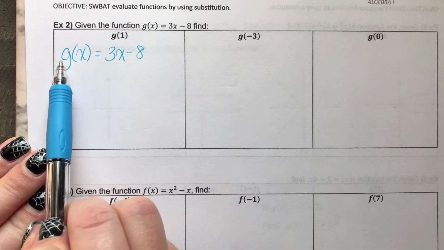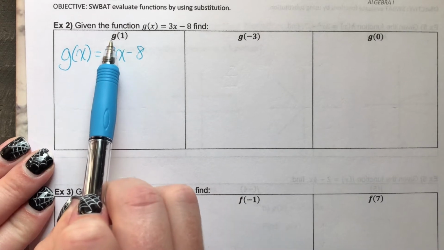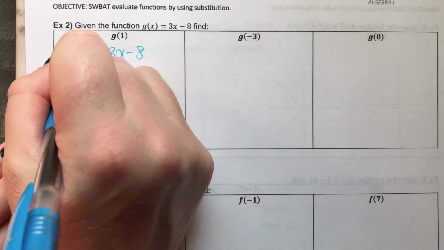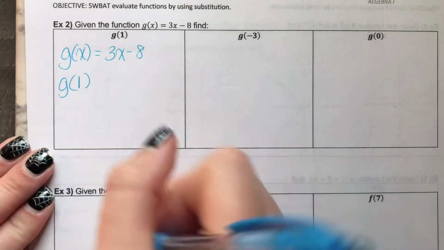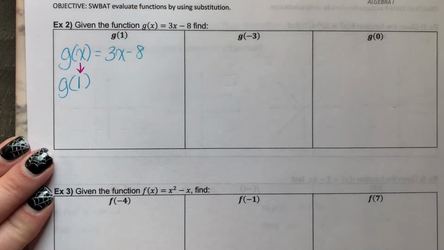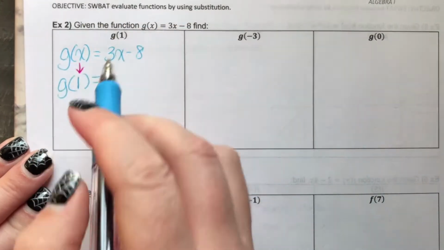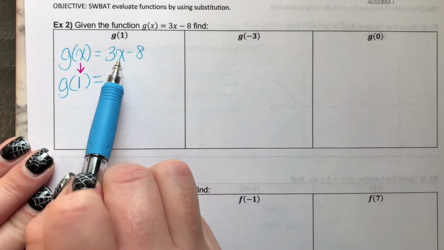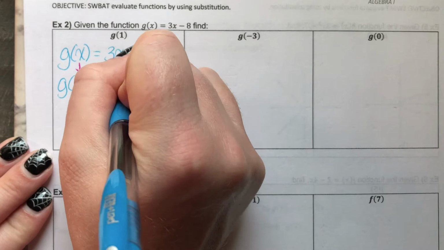Again, instead of writing g of x, they wrote g of 1. So that means wherever I see an x, I'm replacing it with the number 1. All right? And that's going to equal, instead of writing 3 times x, I'm going to write 3 times 1.